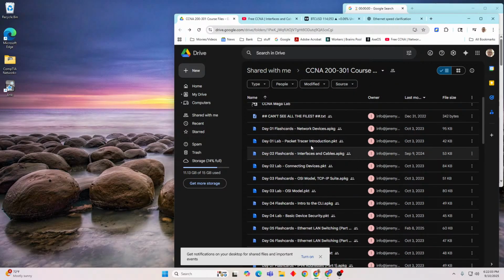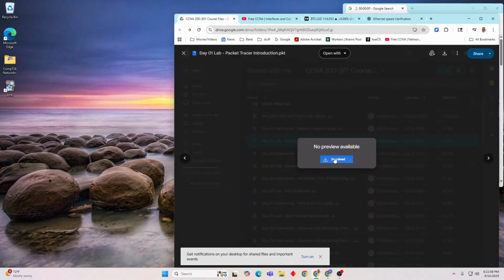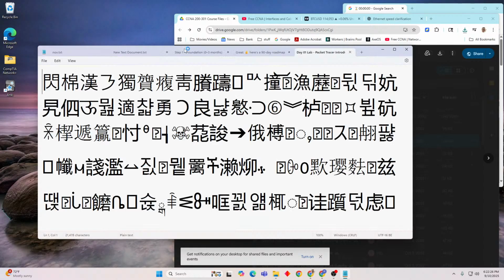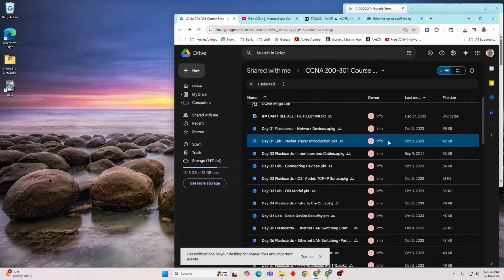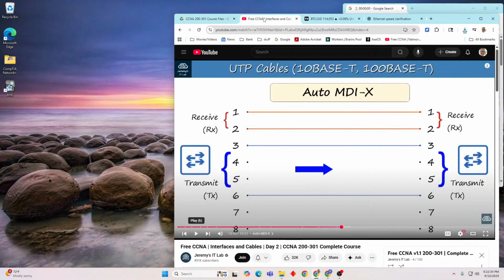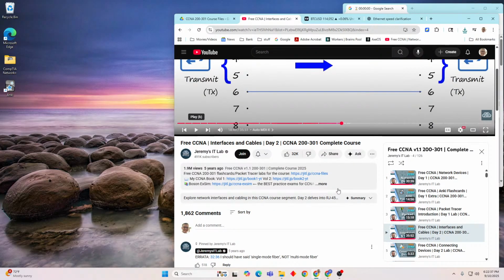Wait, I never did this. All right, let's download this. Wait, do I know how to do this? How can I open this? What is this? This isn't going to be okay. Yeah, I don't know how to open a PKT. Huh. Day one network devices, day one lab.